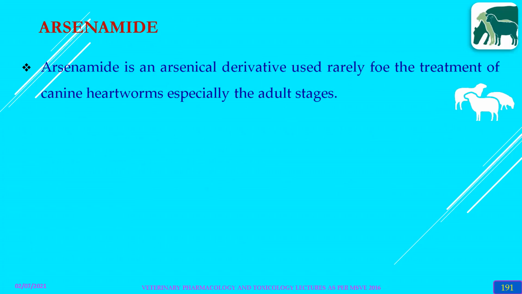Arsenamide is also another arsenical derivative, and it is rarely used for the treatment of canine heartworm, especially in case of the adult stages.